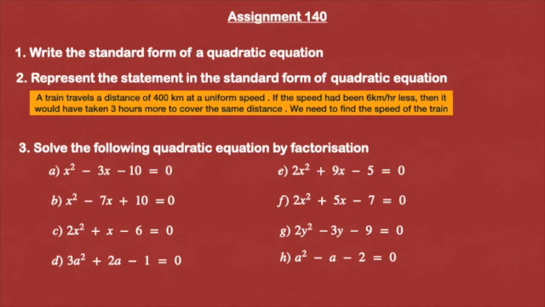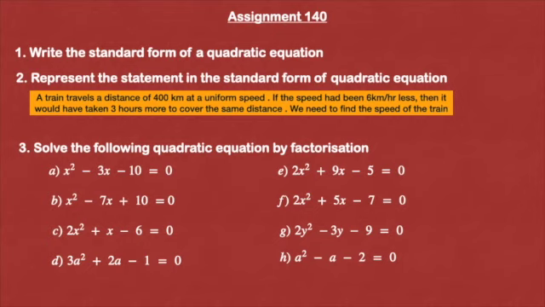Assignment number 140. First one, write the standard form of a quadratic equation. Second one, represent the statement in the standard form of the quadratic equation. A train travels a distance of 400 kilometers at a uniform speed. If the speed had been 6 kilometers per hour less, then it would have taken 3 hours more to cover the same distance. We need to find the speed of the train.